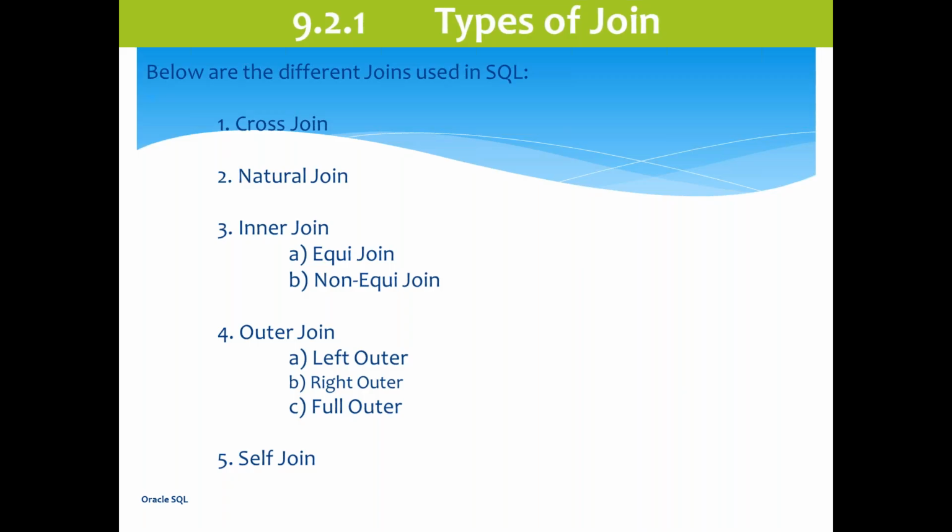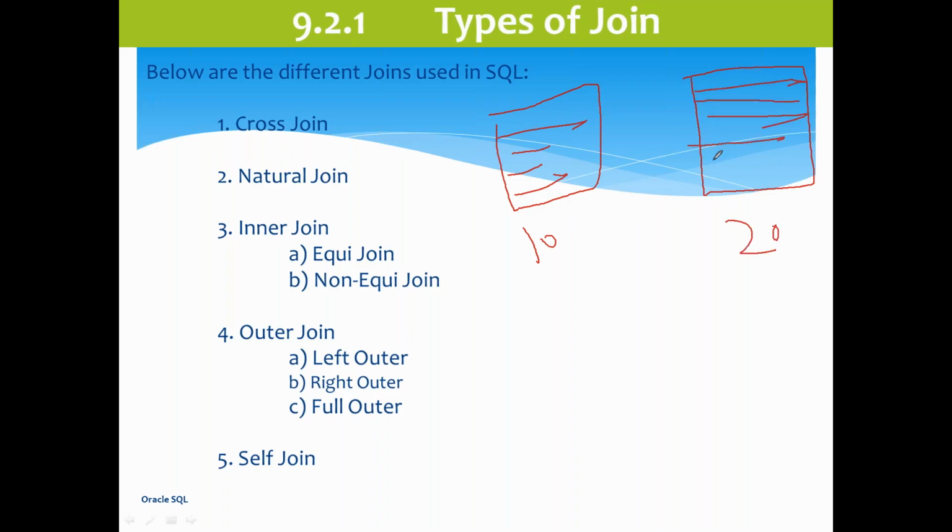So what is cross join? Cross multiplication will happen. Suppose one table has 10 rows and another table has 20 rows. Suppose this is the A table and this is the B table.